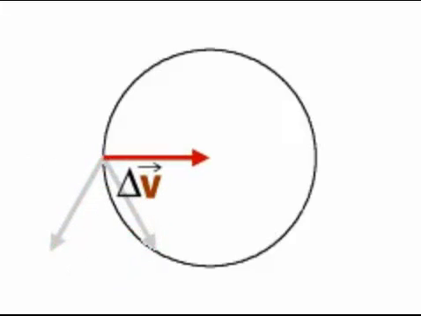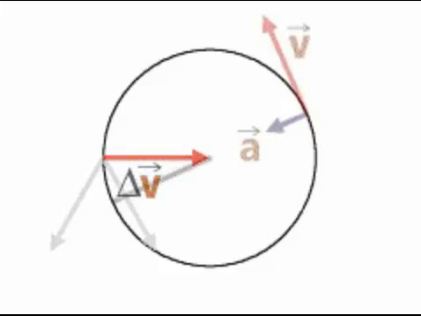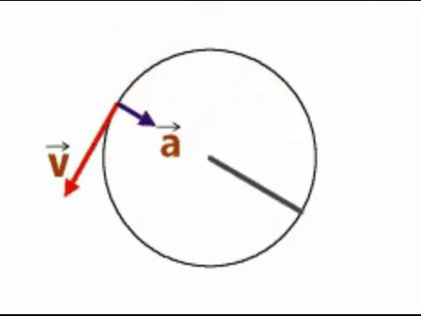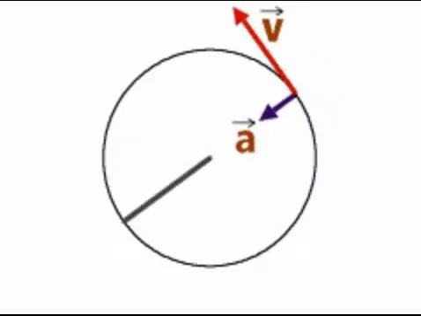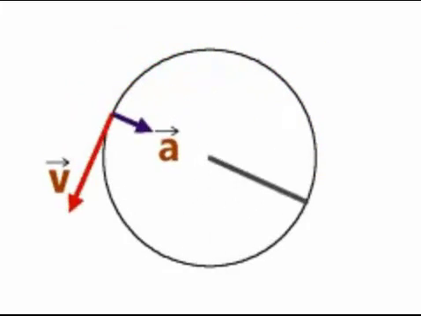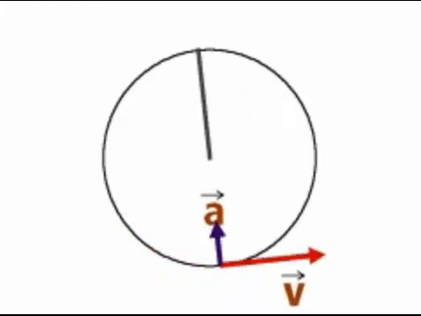This velocity vector always points inward. Since we know the change in velocity is the acceleration, therefore the acceleration is what's always pointing inward. Notice the velocity always points tangential to the path, but the acceleration always points inward.